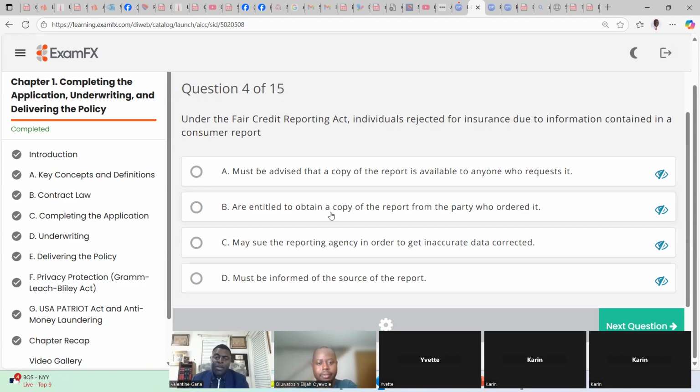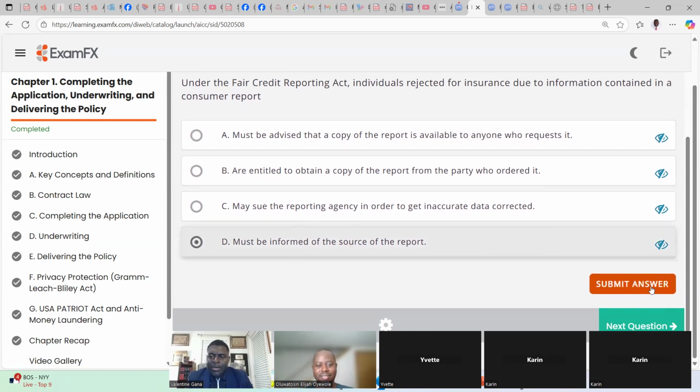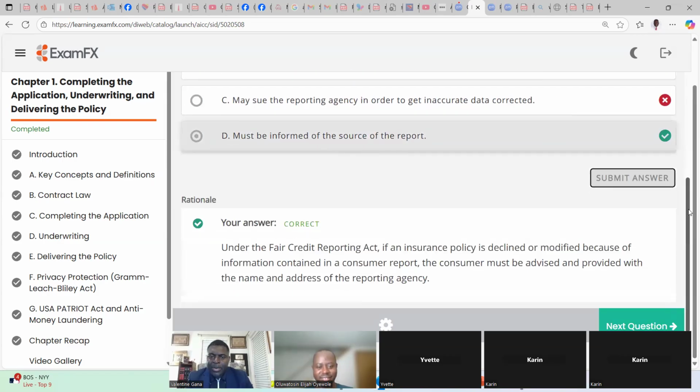So you obtain a report from a credit agency, like Experian, any of those credit agencies. So it's the party who supplied the report that you get a copy from. You just need to make a request, and the credit rating company that issued or furnished that report will send you a copy. So D is likely. Must be informed of the source of the report. It's a legal requirement that they must inform you of the source of that report. And that's correct.